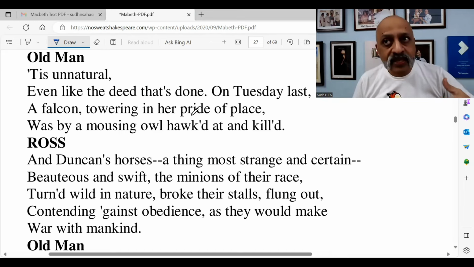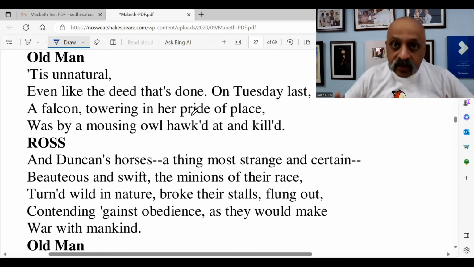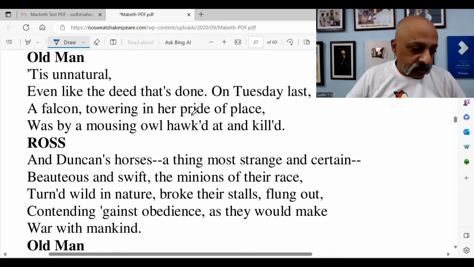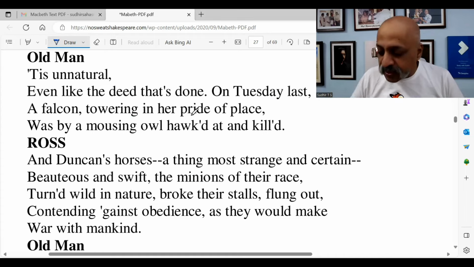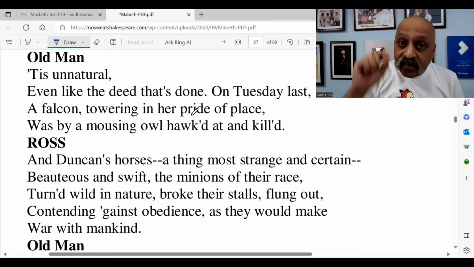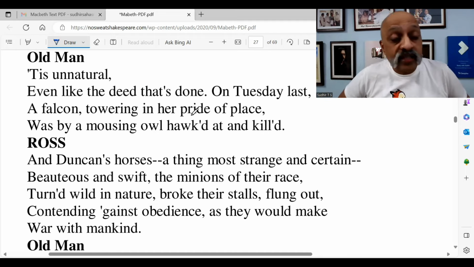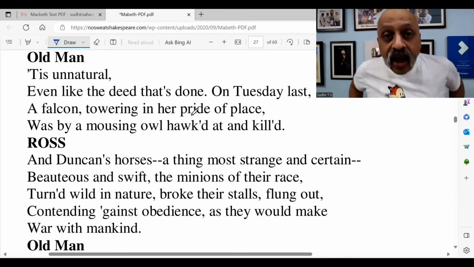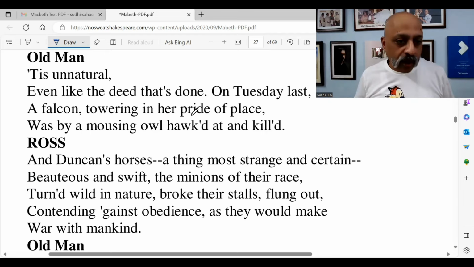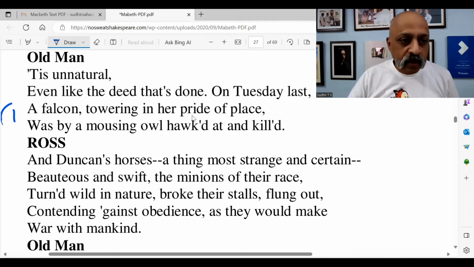Because the falcon represents nobility, it represents pride, and King Duncan is represented by all these qualities. So the killing represents the disruption of the natural order. Please use this phrase. Disruption of the natural order. And the owl, as we know by now, is a creature which is a bird that is associated with evil and something bad that is going to happen. Dusra kissa. So this is the first one that has been mentioned.